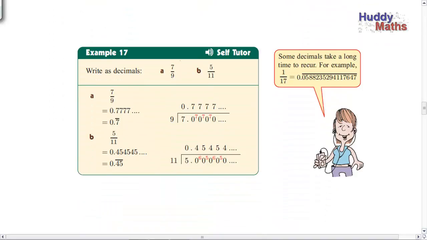So write as decimals 7/9 and 5/11. So you can see here that 7/9 is 0.7 recurring. Now you could use technology here, or you could do the long division. I'm going to show you that in a minute over here. And it gives 0.7 recurring either with a bar or a dot over it.